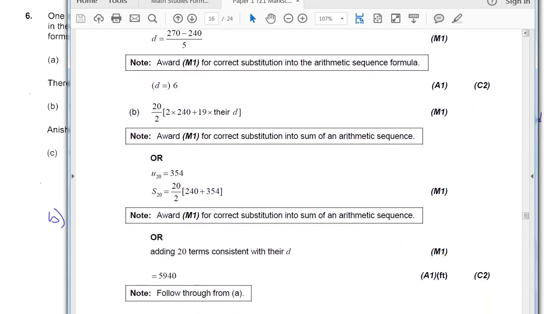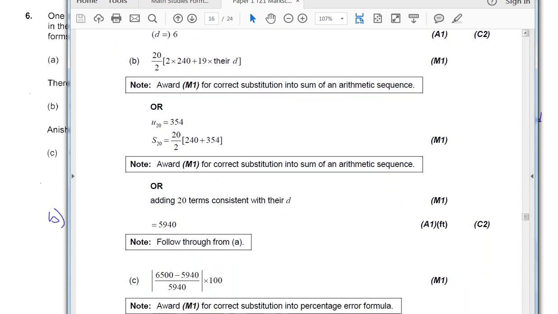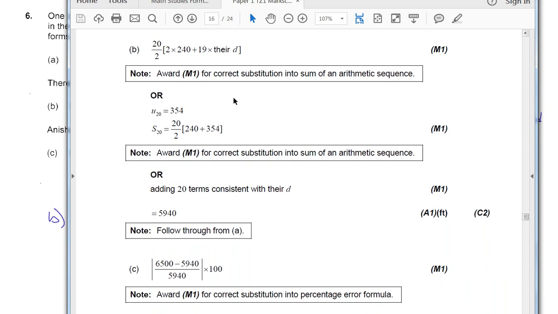Okay, now for part B, we plugged it in the formula, and that's exactly what we did. N over 2. This is exactly what we plugged in, and we got 300, and let's see, U sub 20 is 354. We did not get that, but we did get our 5940. So you get 1 point for correct substitution into the formula, which we did, and then you get another point down here for getting the correct answer.